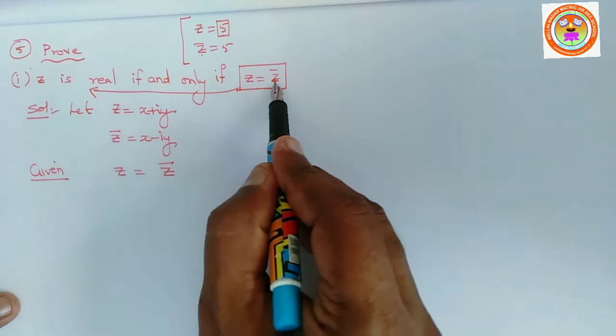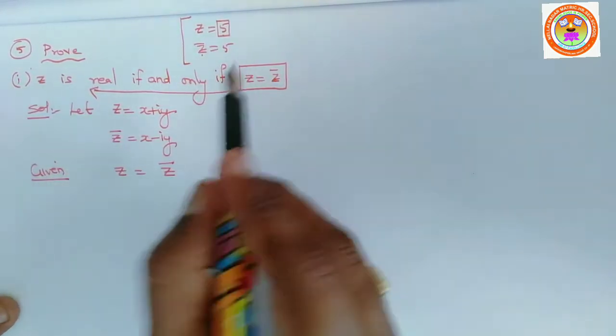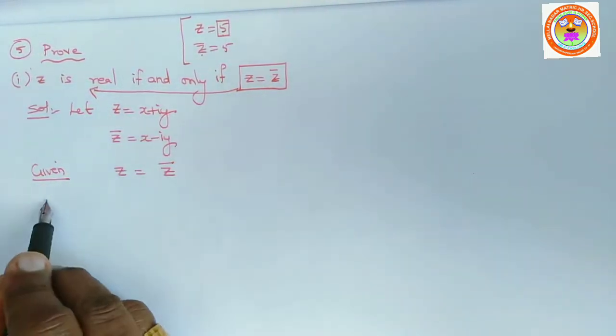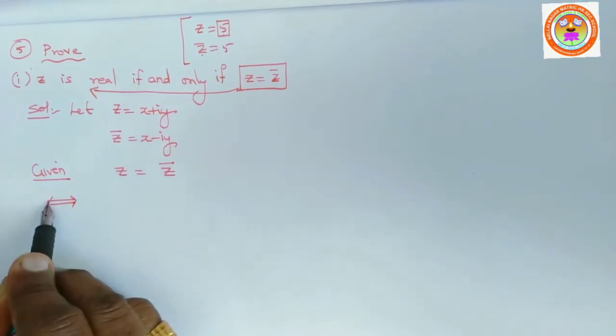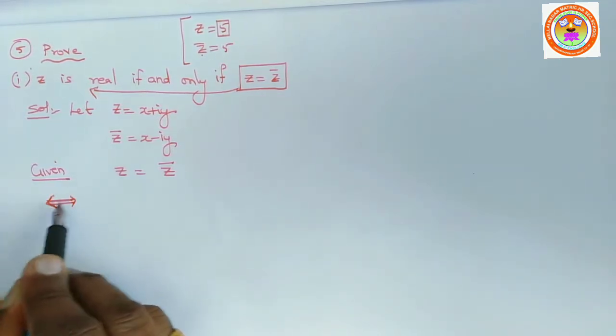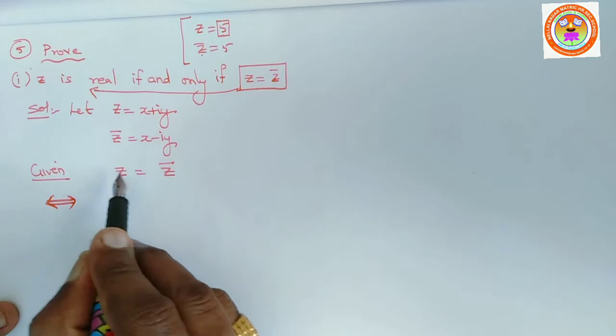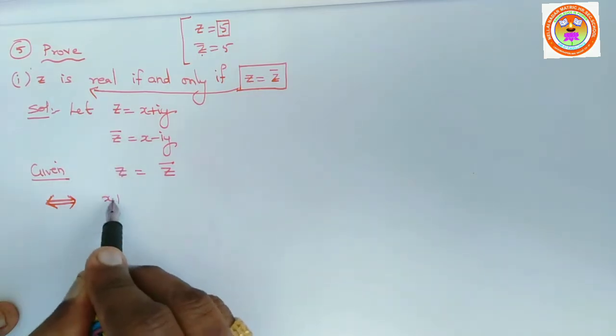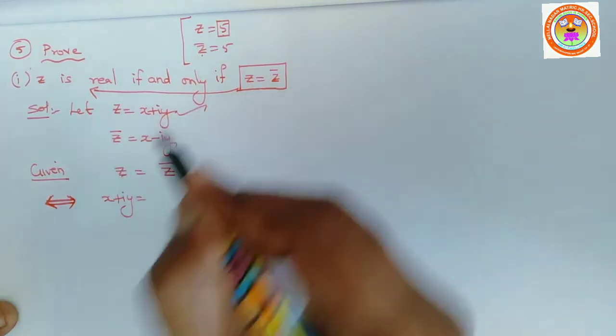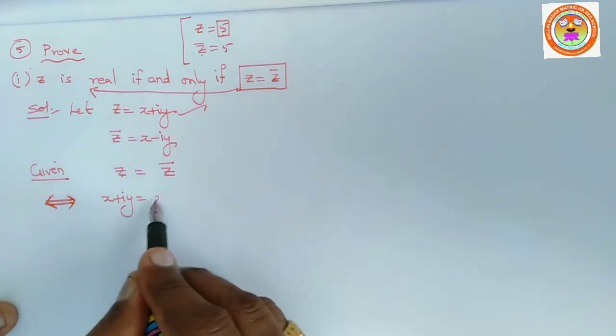So I am going to take z equal to z bar, then z is real. As it is an if and only if condition, I will put two arrows. This you must put. This implies z is z bar. What is z? Z is nothing but x plus iy. This is given. Z is x plus iy, z bar is x minus iy.